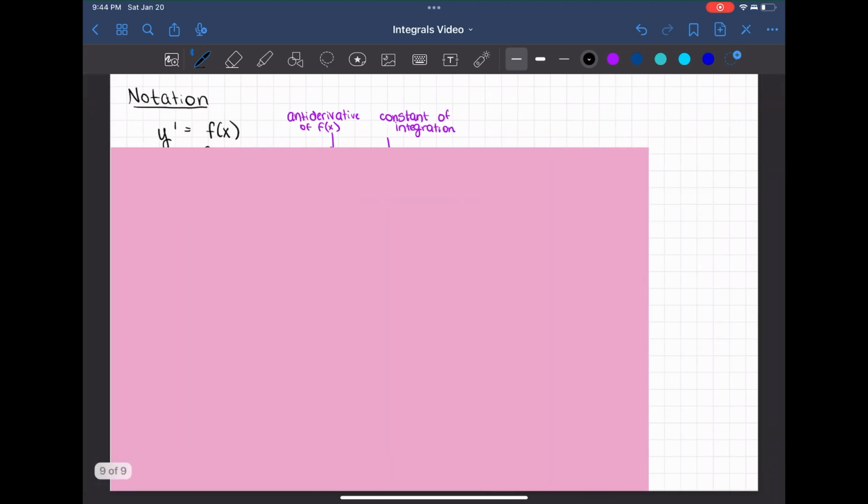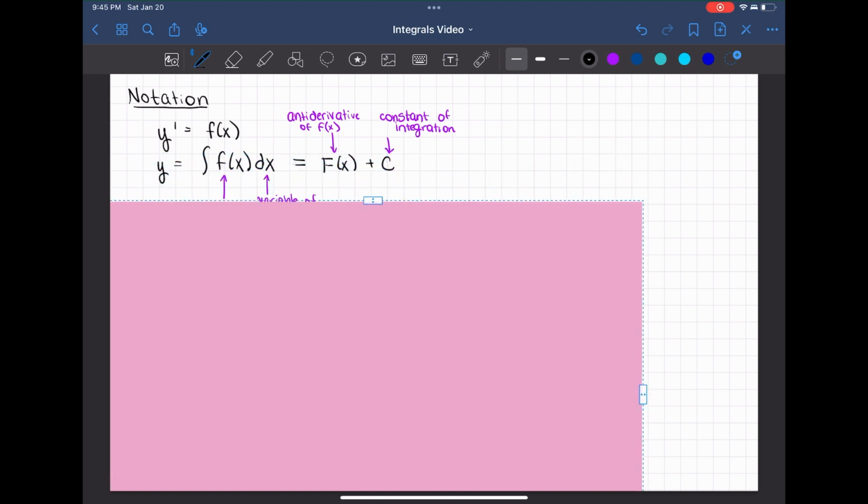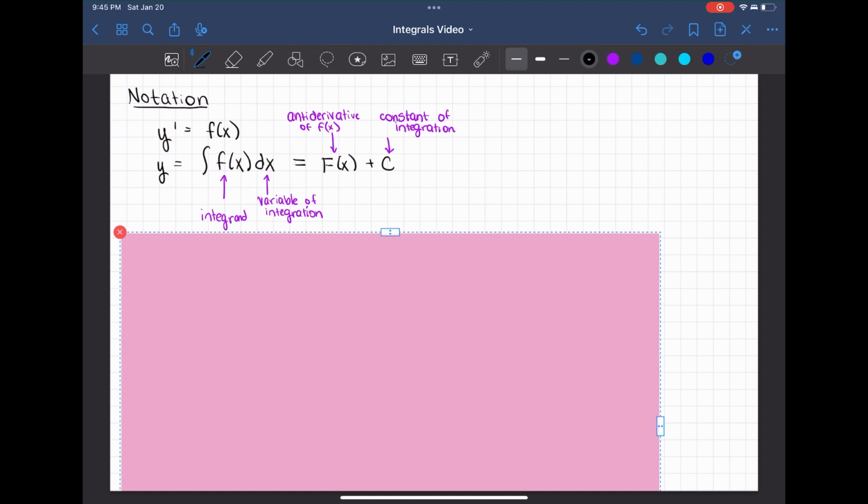So let's look a little bit closer into the notation, right? Here in this notation, we have y prime equals f of x. So let's just say that this derivative is just equal to f of x. How do we get to the antiderivative? Well, for that, we're just going to use this little fancy notation. If y prime is the derivative, then to get y, we're just going to use this little fancy symbol called an integral. It just looks like a really long S, right? And then we're going to have dx.